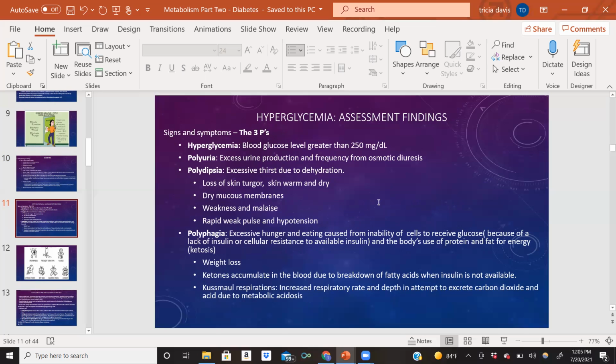Those ketones are going to accumulate in the blood because we're breaking down the fatty acids, because the insulin is not available. These patients will present with what we call Kussmaul's respiration. So this is an increase in your respiratory rate and depth. You're going to see work of breathing in these patients because they are attempting to excrete the carbon dioxide and the acid because they are suffering with metabolic acidosis. So Kussmaul's respirations because of the ketones that are in the blood.